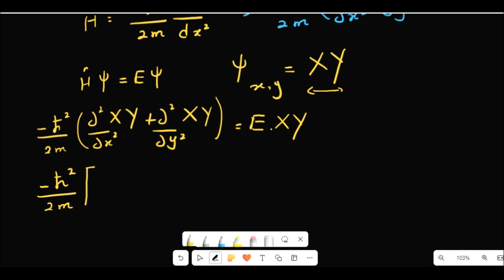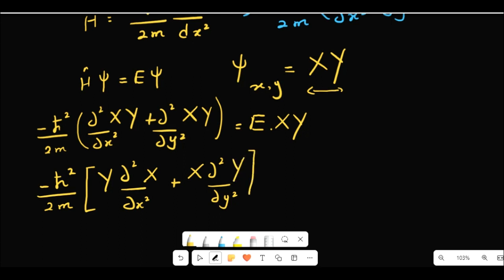So here what I'm doing is the same thing: we are doing the derivative with respect to x, which means y is a constant, so I can take Y out, del squared over del x squared, X inside, plus here the same thing, x is a constant, I am taking X out, del squared over del y squared, component Y, here E X Y.